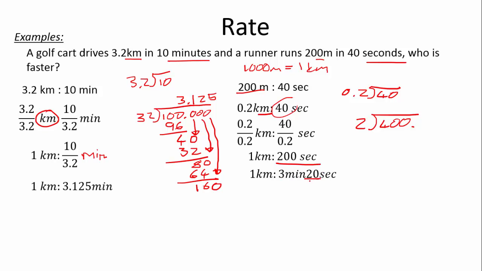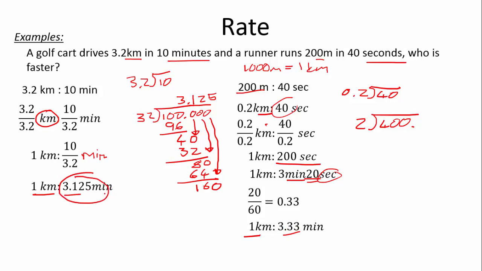But we need to get that into decimals. We can't have the seconds there. We only want minutes. We know that 20 divided by 60, because there's 60 seconds in a minute, is 0.333. So we can say that that's 1 kilometer in 3.33 minutes. So which is faster? 1 kilometer in 3.125 minutes, or 1 kilometer in 3.33 minutes? This is clearly the smaller number, so it is much faster. So the golf cart drives faster.